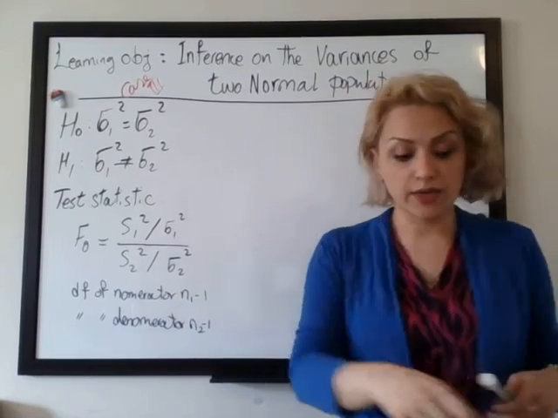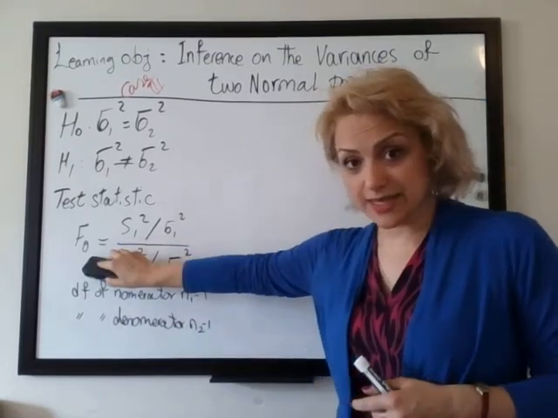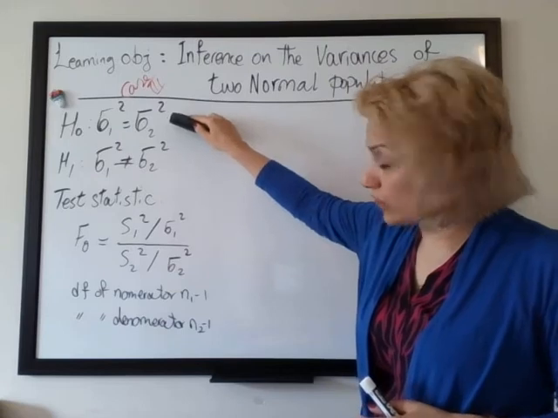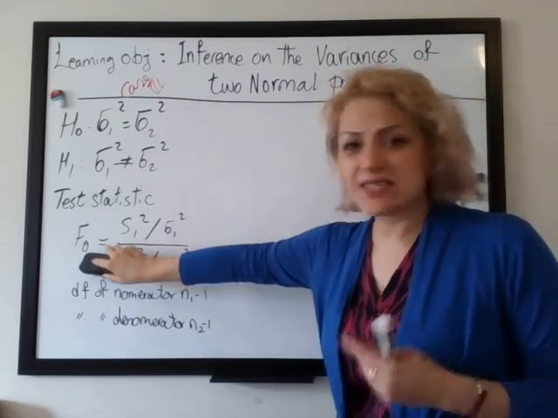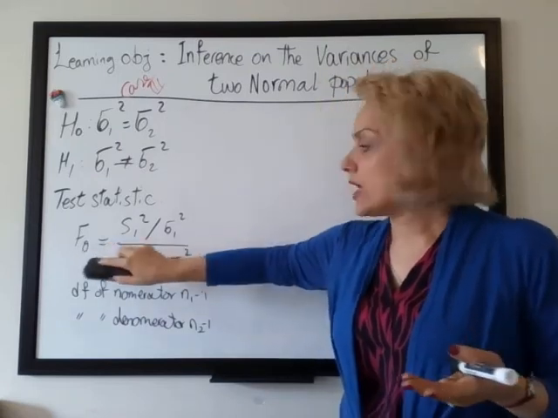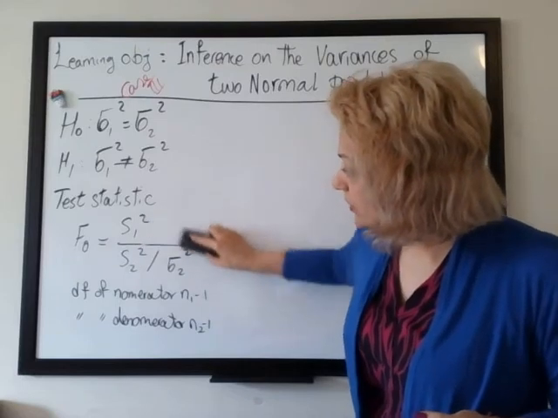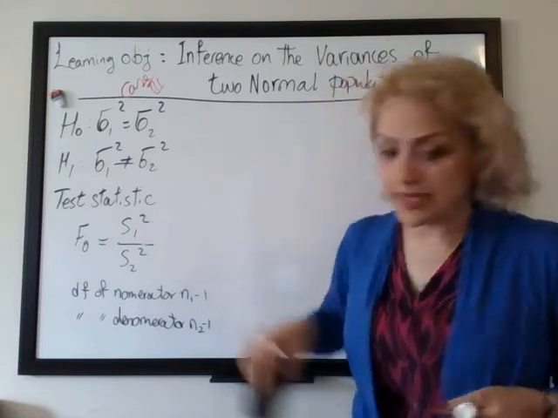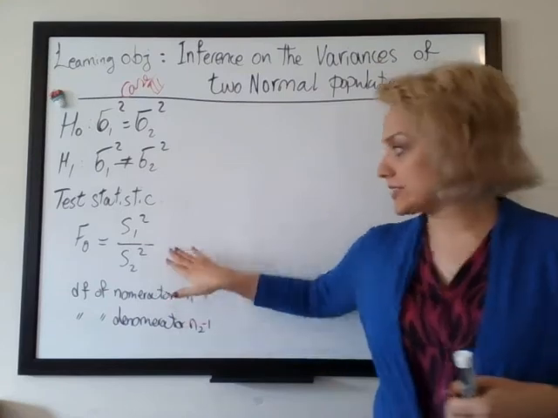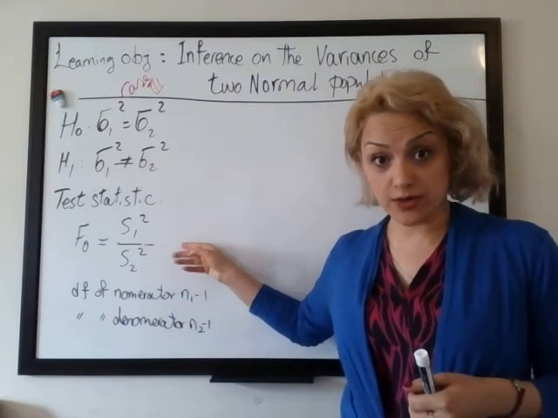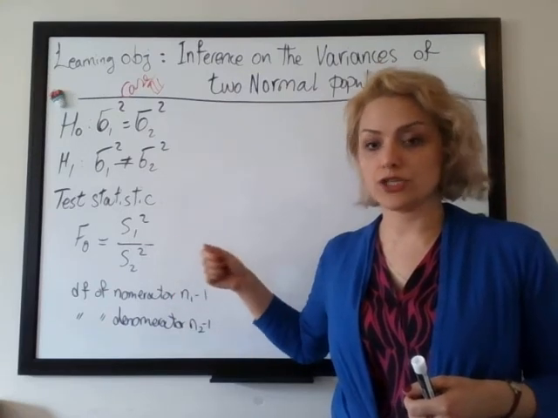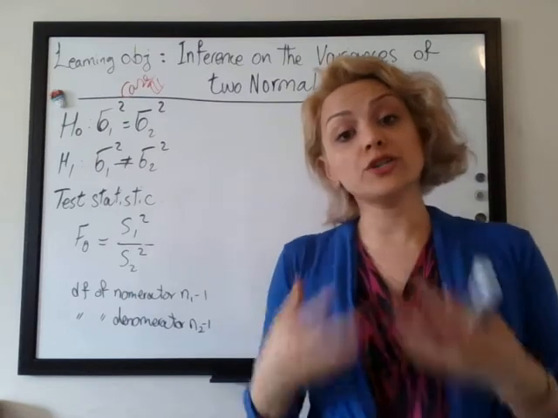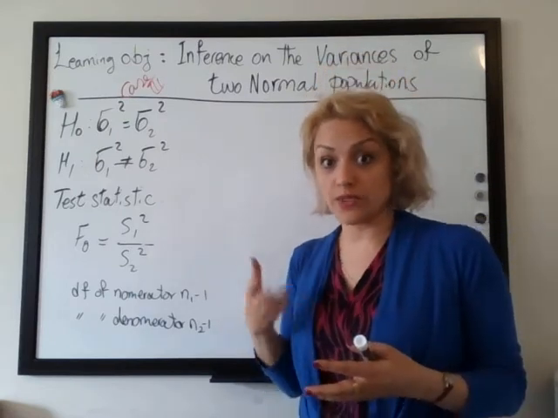So I'm going to write down here the test statistic. Because my null hypothesis is this, this is the assumption that we make. So it's going to be S1 power 2 divided by S2 power 2. That's going to be my test statistic. This is the equation that you would use in your calculation. I just wanted to show you the origin of that equation.